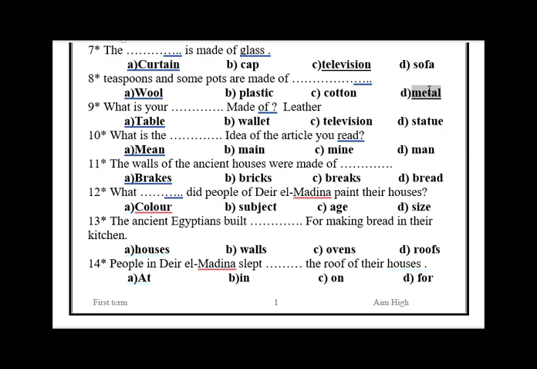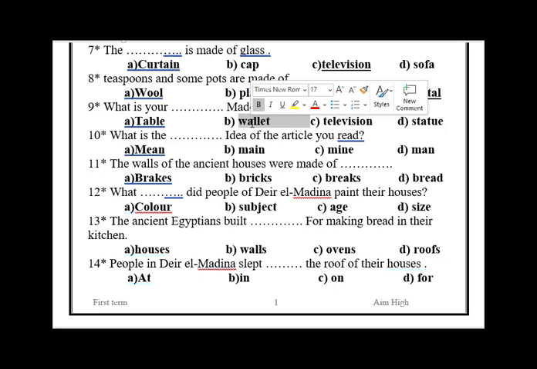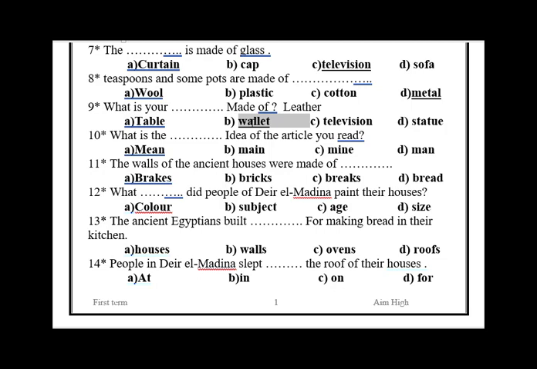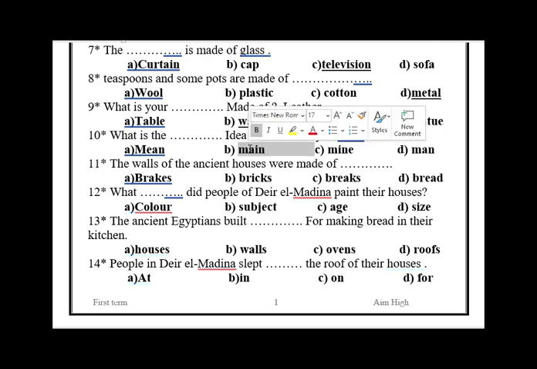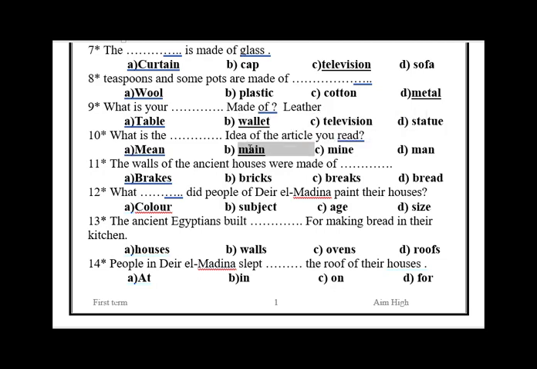Let's move to number 9. What is your wallet made of? Leather. Yes. Let's move to number 10. What is the main idea of the article you read? Or this is the second form of read and it will be read. Okay? So what is the main idea of the article you read?